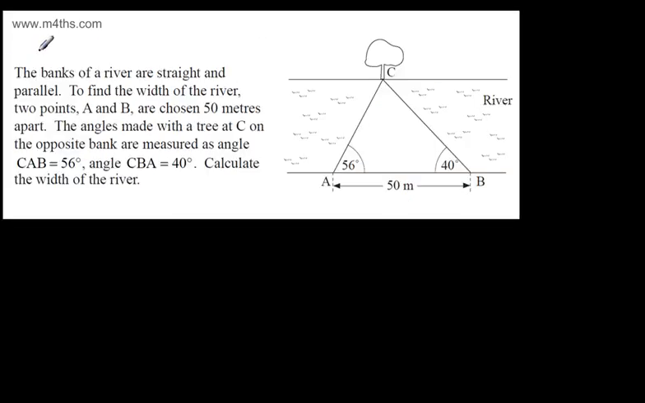We're told the banks of a river are straight and parallel. So let's just put that on before I forget. These are straight, so that is straight, and that is straight, so these two are parallel. To find the width of a river, 2 points A and B are chosen 50 metres apart. The angles made with the tree at C on the opposite bank are measured as angle CAB, which is 56, and angle CBA, which is 40 degrees. We need to calculate the width of the river. Okay, so with this now, what we can do is use a multi-step approach.